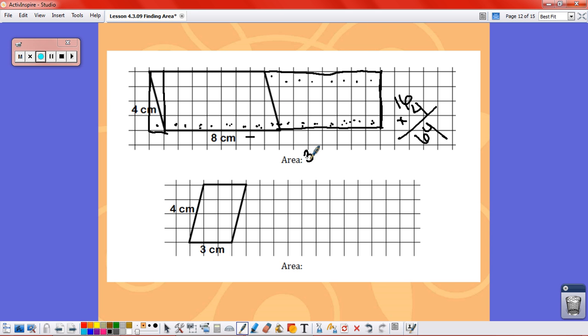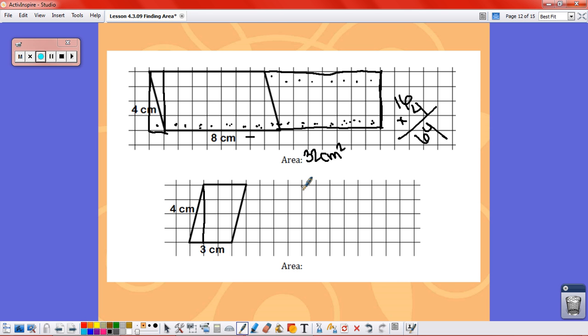Let's see if we can't find an easier way. Because 8 times 4 is 32, so why did I have to do all those extra steps? Well, let's cut it like this. Let's just redraw it this time.